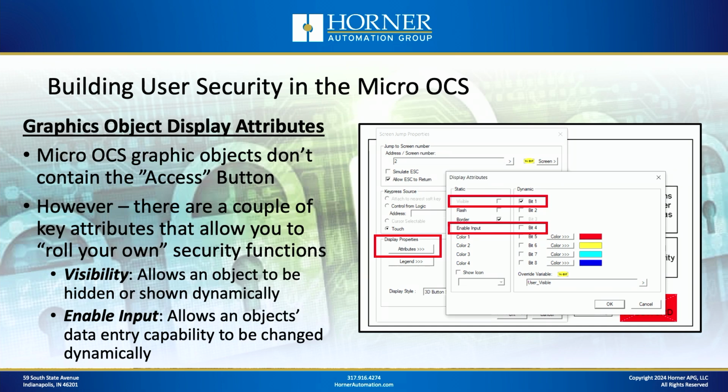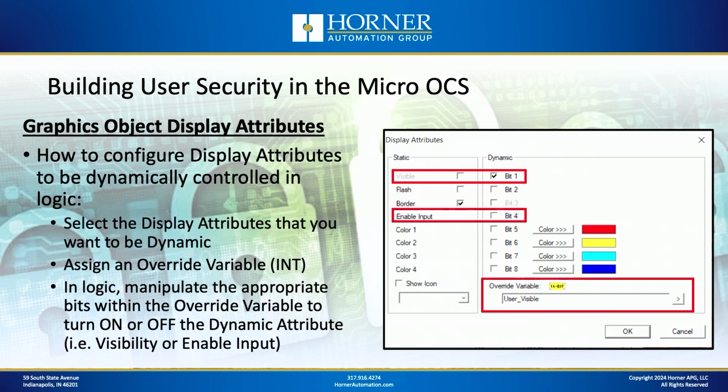So you can also make an object's action, or its input, dynamically enabled or not. The way you do this is first by going into the attributes section of the dialog box and selecting the specific attributes that you want to make dynamic. In my example here, I've checked the visibility attribute to make it dynamic, and I haven't checked the enable input attribute for this particular object. But you could do either of those or both.